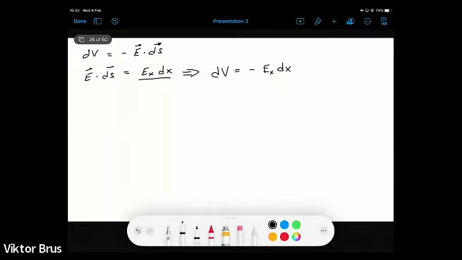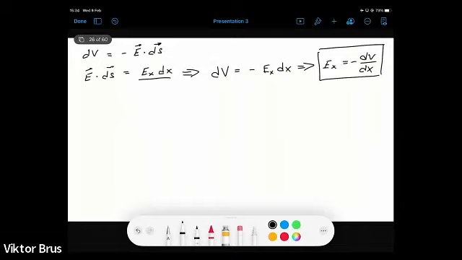So from here, we can express Ex, the electric field. That will be minus dV over dx. So that is a very important equation. Need to remember that. How we describe it: the electric field component along axis x is equal to the negative derivative of the electric potential with respect to x position along this axis.